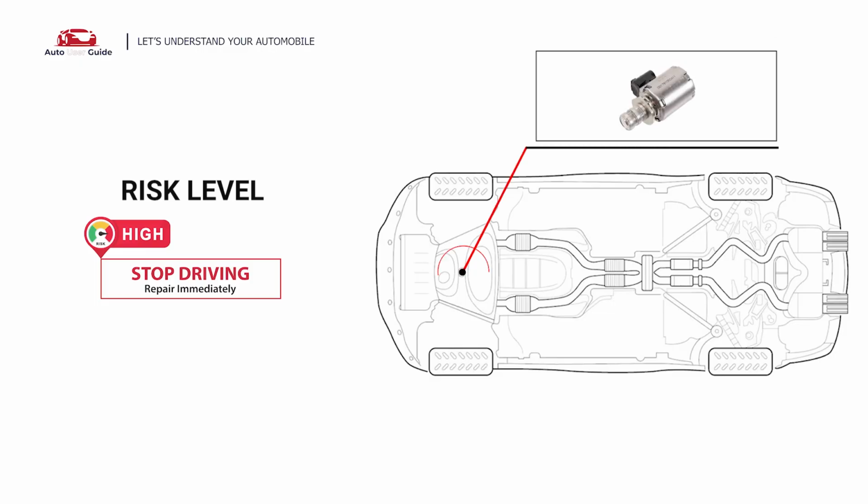This engine code signifies a problem with the electrical circuit controlling the transmission's pressure control solenoid A. Specifically, the PCM has detected low voltage in the circuit. Under this circumstance, stop driving and repair your vehicle immediately.